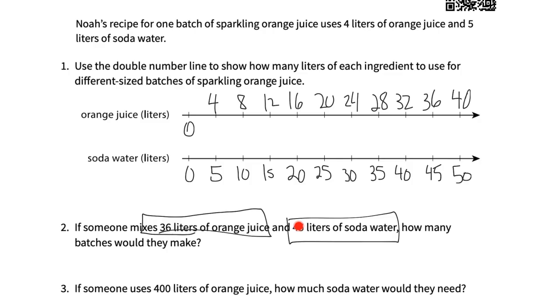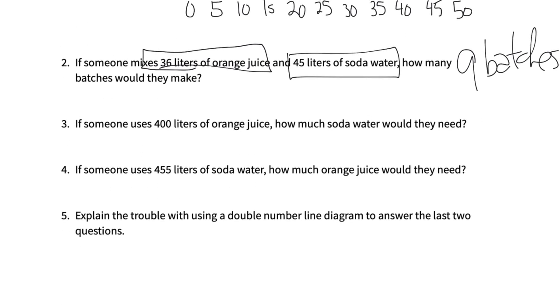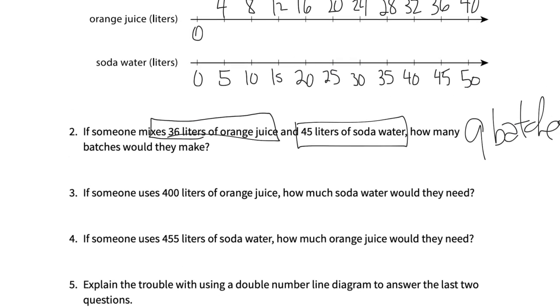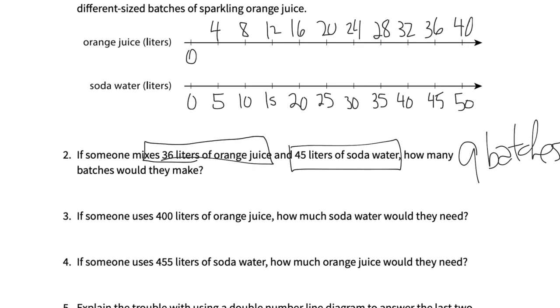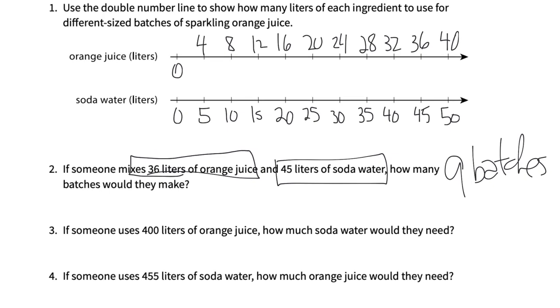So the question is, if somebody mixes 36 liters of orange and 45 liters of soda, that's right here. So how many batches did they make? Well, that's 1 batch, 2, 3, 4, 5, 6, 7, 8, 9 batches. So they did 9 batches. Whoa. 9 batches.